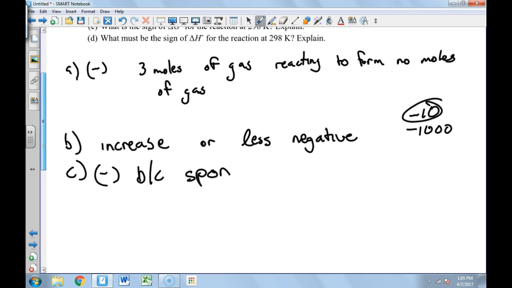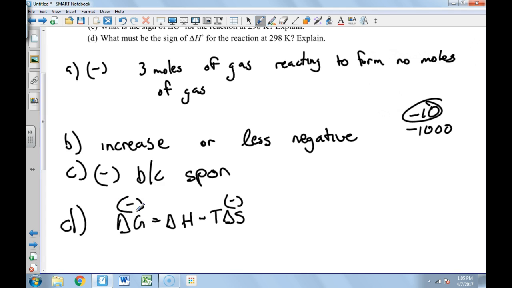Now D I really like because we have to predict the sign of delta H. So we know that delta G equals delta H minus T delta S. And so this is a negative delta S, and this is a negative delta G. Well, the only way that this is going to be a negative value, or a spontaneous reaction, is if our delta H is also negative. This starts off negative, and then it subtracts a positive.